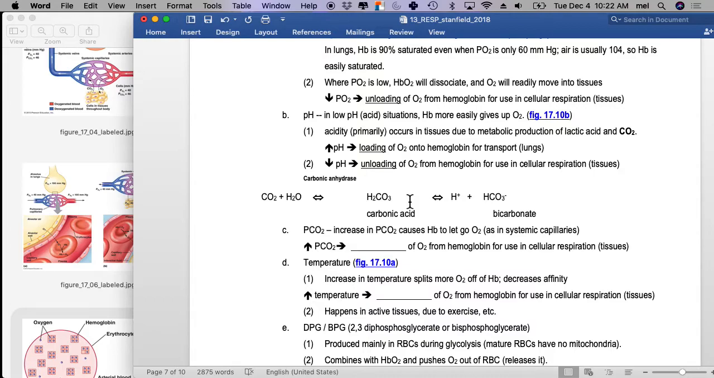Sit and work with it for just a minute. Which capillary bed, systemic or pulmonary, should have a lower pH? Yes. And why? Because of carbon dioxide concentration, right? And if you increase H plus concentration, what does it do to your pH?